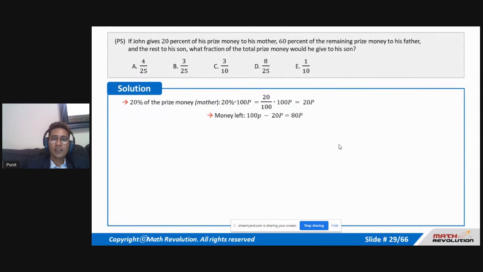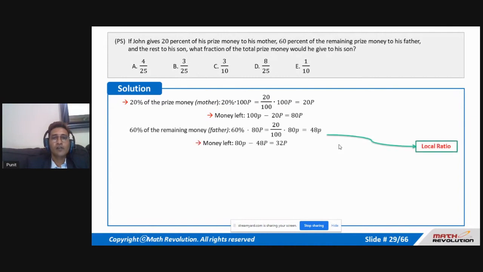When he gives 20%, so 20% of 100 would be 20. So he's already given 20p. That means he would be left with 100p minus 20p, that becomes 80p. Out of this 80p, 60% has been given to father. 60% of 80p would be 48.